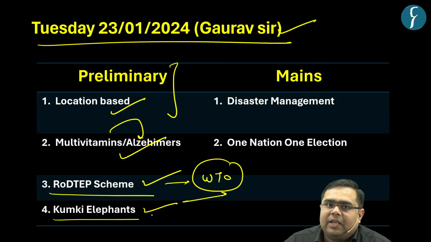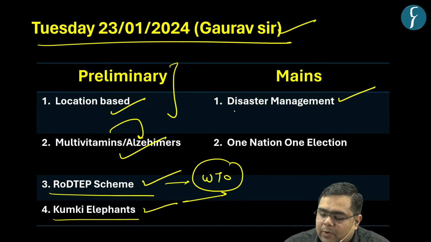So what are Kumki elephants? These are basically native Indian elephants who are trained to act as rescue elephants and support animals to other elephants. So this is nothing but the same species of elephants which are trained. In local language they are called Kumki elephants.